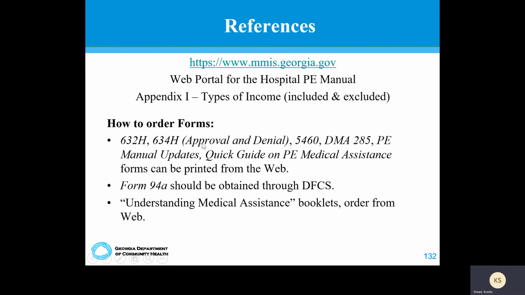All the forms should be located on that GAMIS web portal, except for the notice of ADA. That is not, so you're going to have to continue just to print off of that, and the P4HB information. So you're going to have to continue to print off of the one that I provided to you. And then the 94A is not listed on the GAMIS web portal. Those can be ordered through DFACS, or you can continue to print off of the ones that I gave you. But if you need to order the ones from DFACS, please send me an email to let me know, and I will provide you with the person you will need to reach out to order those. And then I told you earlier how to order the Understanding Medical Assistance booklet.